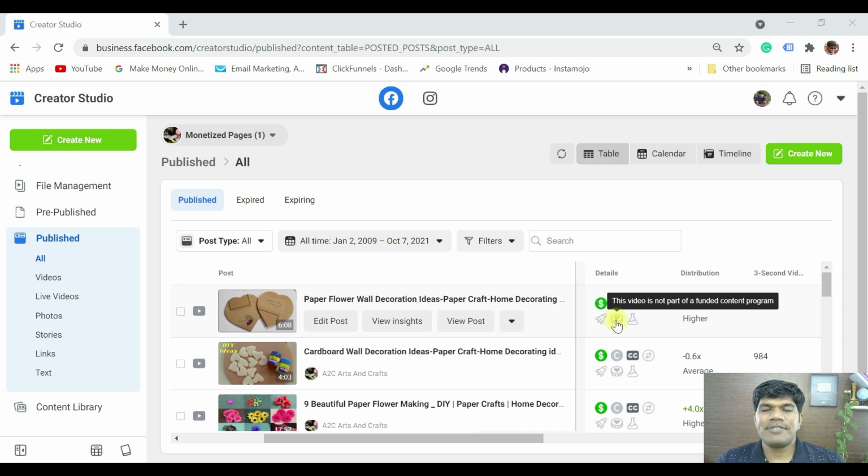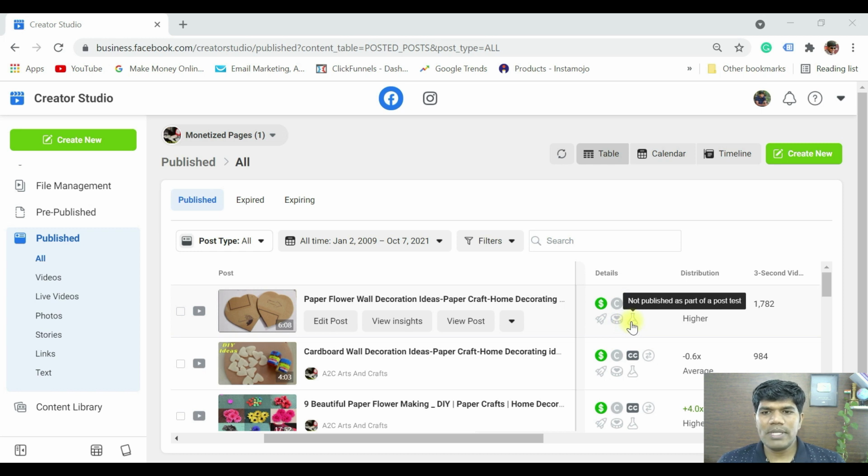This indicates whether this video is funded. See, at times they'll have programs where they help creators build more content, and sometimes some of the videos will be funded by Facebook itself. So that's what it indicates, if this video is funded.